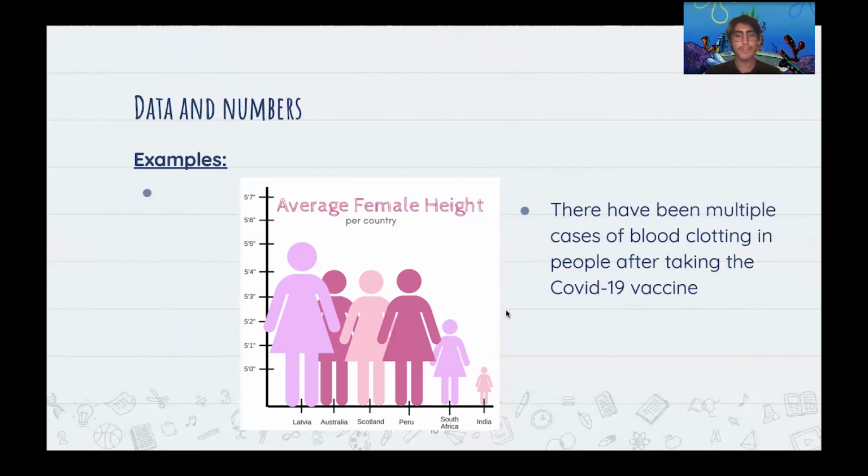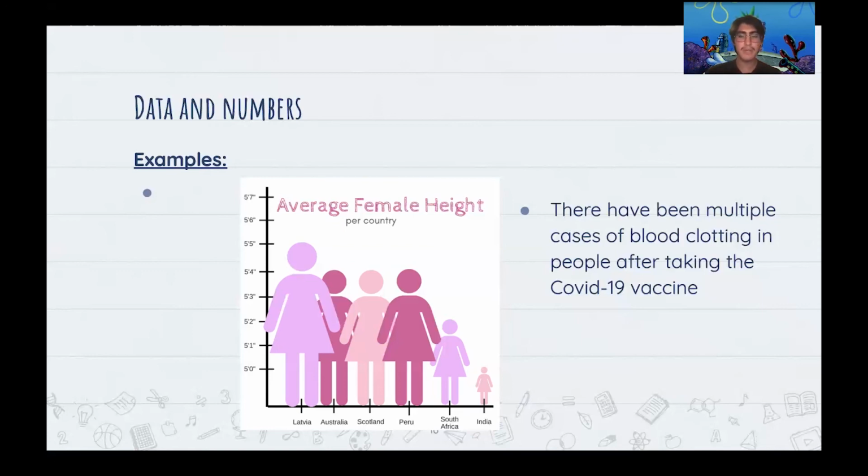For example, this is another, more verbal example. There have been multiple cases of blood clotting in people after taking the COVID-19 vaccine, and so it must be a dangerous vaccine. This is a misrepresentation, or not a misrepresentation, sorry, this is using the numbers without giving context. So if I tell you that multiple people have been getting blood clots, you might get scared of taking the vaccine because you're afraid it might affect you.